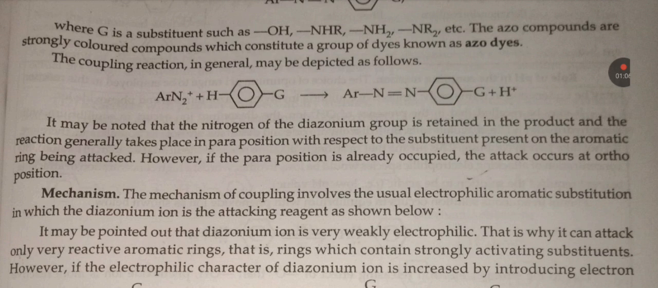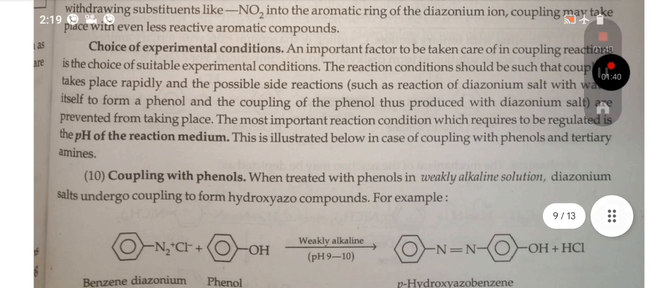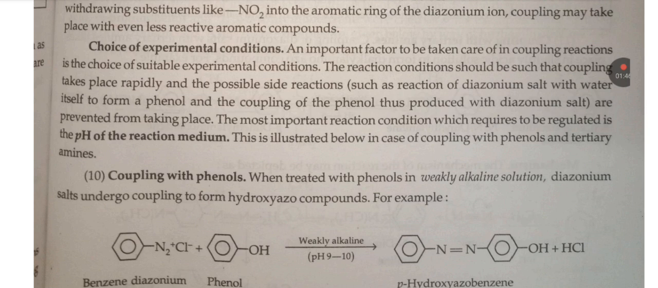Mechanism of coupling reaction involves the usual electrophilic aromatic substitution in which diazonium ion is the attacking reagent as shown below. It may be pointed out that diazonium ion is very weakly electrophilic. This is why it can attack only very reactive aromatic rings, that is, rings which contain strongly activating substituents. However, if the electrophilic character of diazonium ion is increased by introducing electron withdrawing substituents like NO2 into the aromatic ring of diazonium ion, coupling may take place with even less reactive aromatic compounds.